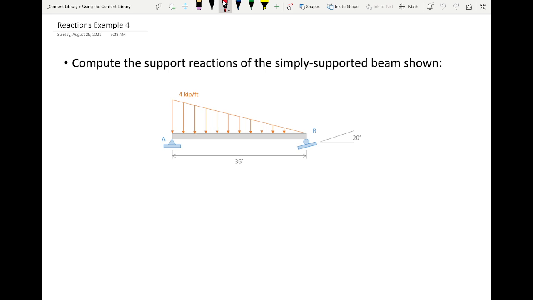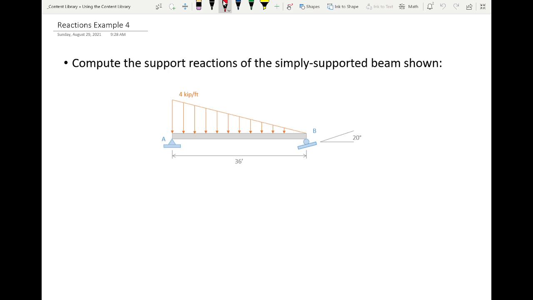48? I'm getting 72. So 36 times 4 divided by 2. I think you might have divided by 2 twice. So 72 kips, and now where do I place that load? How far from A do I place that load? 12 feet. There we go.